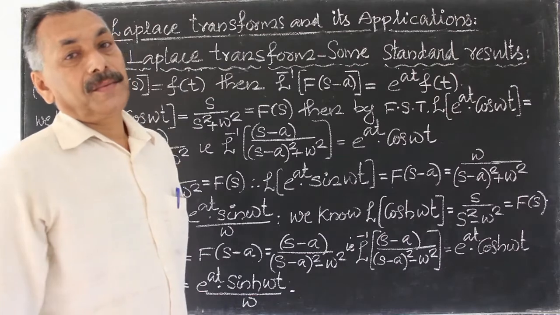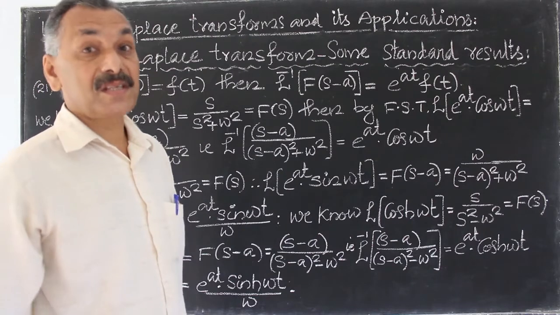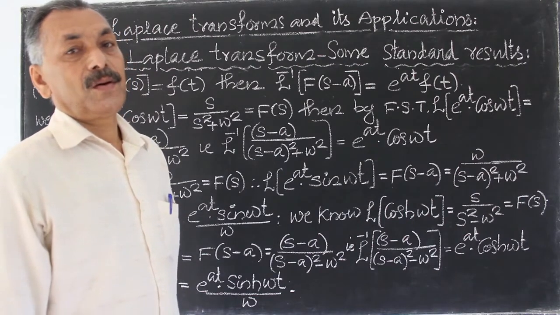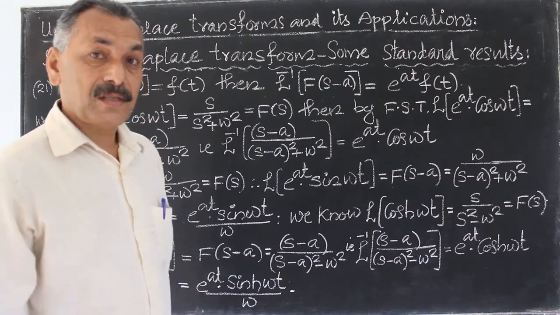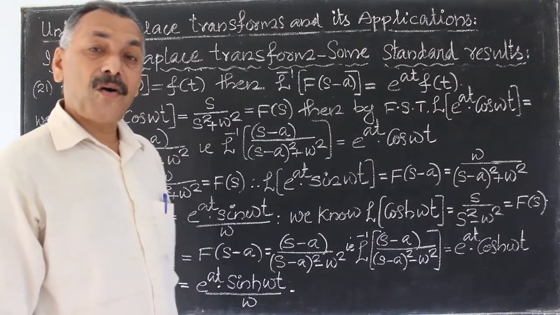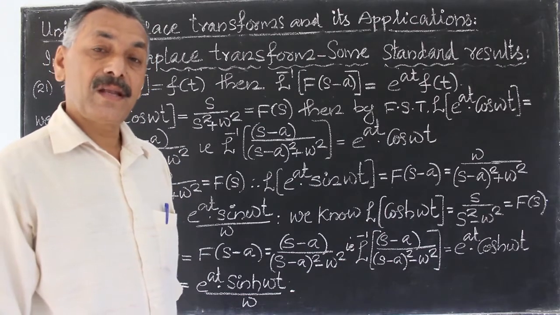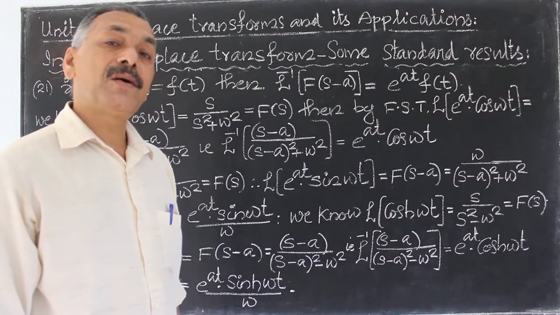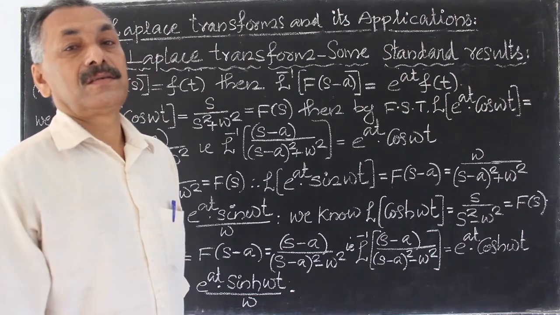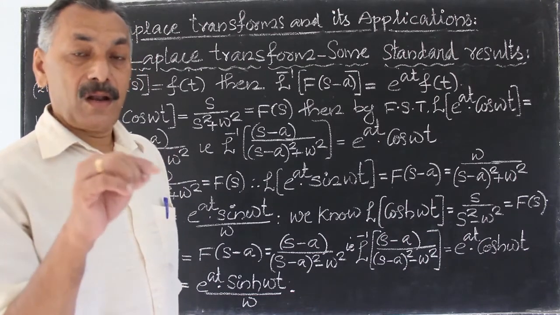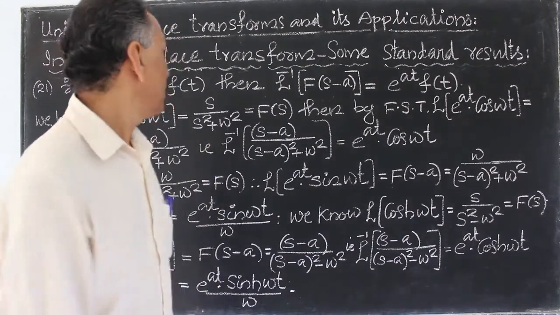Now we consider the inverse Laplace transform of certain functions using the first shifting theorem, or S shifting theorem. What is the first shifting theorem? If the Laplace transform of a function f of t is equal to F of s, then L of e raised to at into f of t is equal to F of s minus a. Then in the converse, if L inverse of F of s is equal to f of t, that is this one.